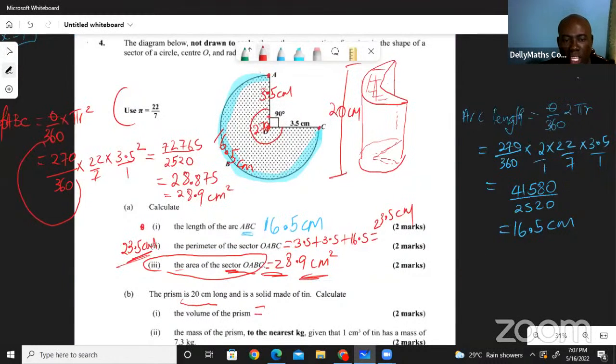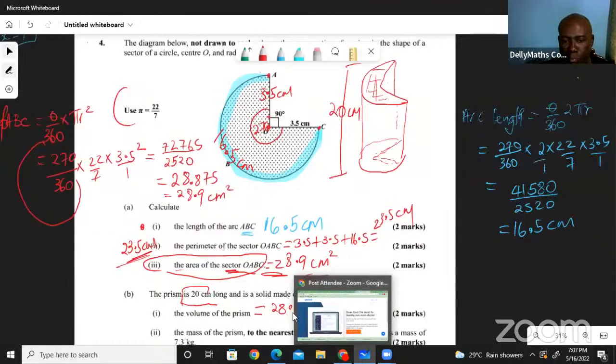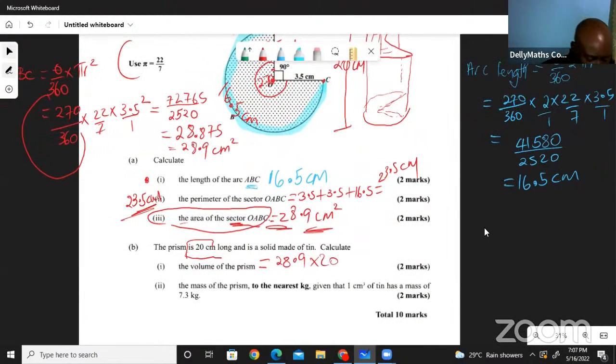So the volume is going to equal the cross-section area, which is the 28.9, times how long the thing is, which is times 20, just like that. So let me push this up a little bit. 28.9 times 20, and I'm getting about 578. You can verify with me, about 578 cm cubed in terms of the volume.